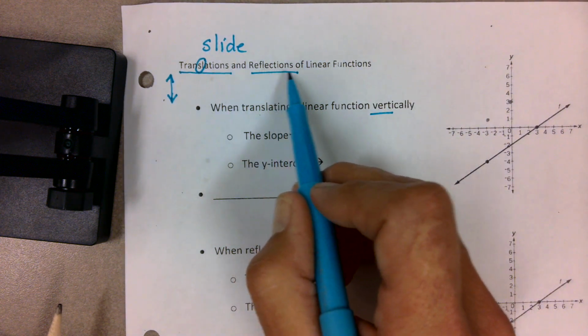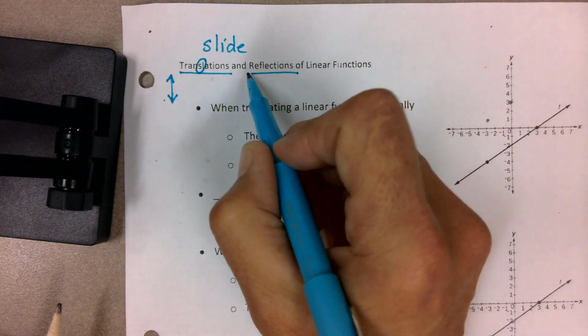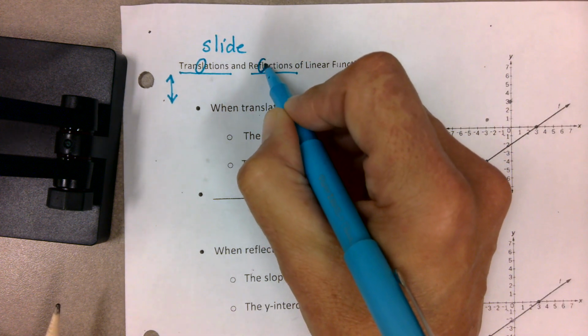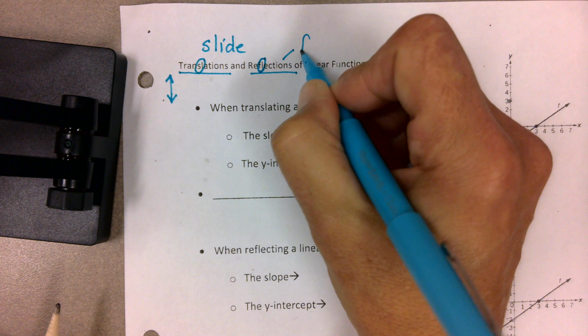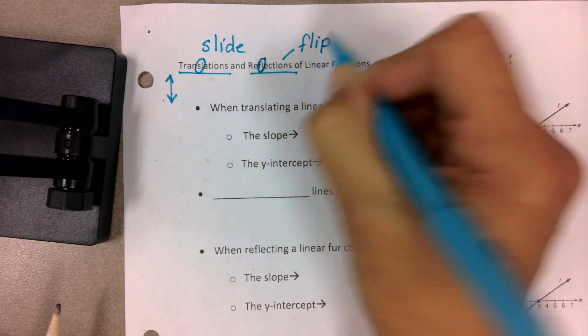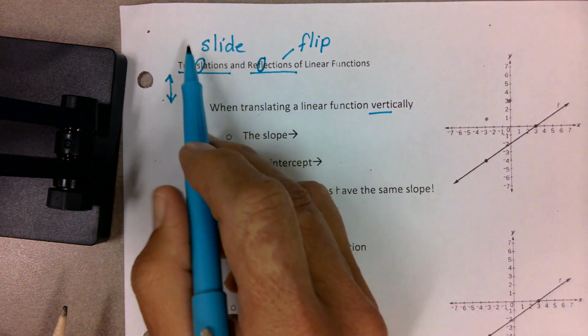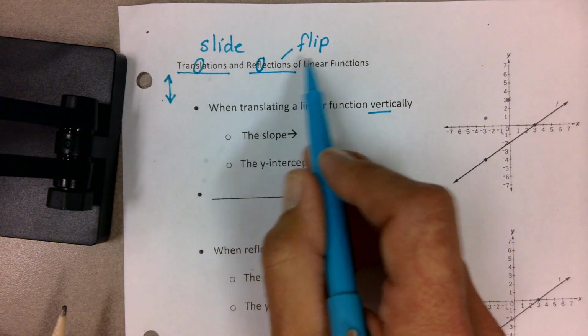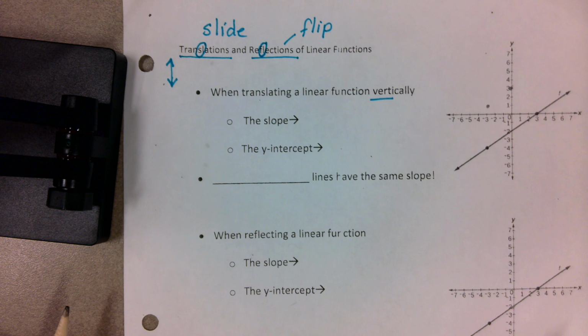Then we talked about reflections, and when you look in a mirror, you see your reflection. I also look at this FL here. When you do a reflection, we call that a flip. So with translations, we slide up and down, and with a reflection, we're going to flip our line.